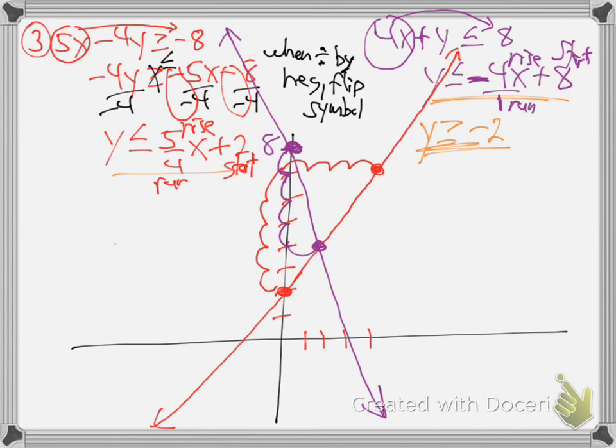Okay. And then the orange one just hits the y-axis at -2. So that's 1. Oops. 1, 2 right there. -1, -2.